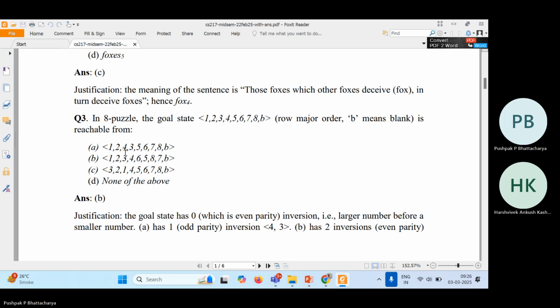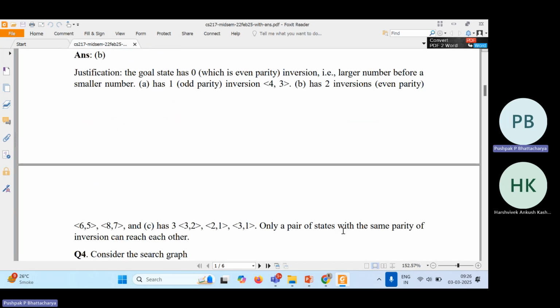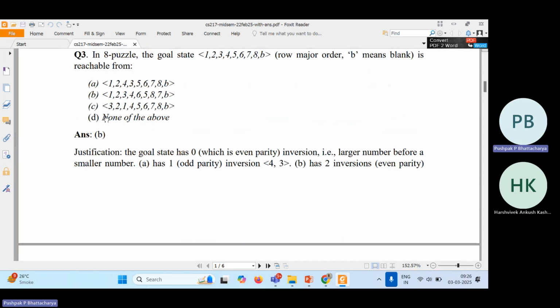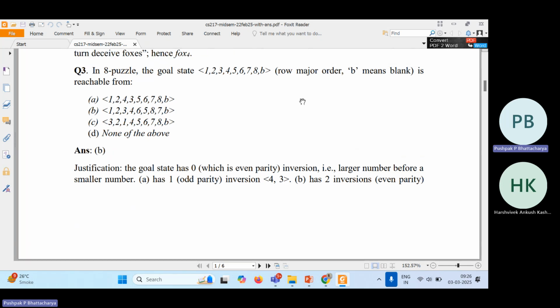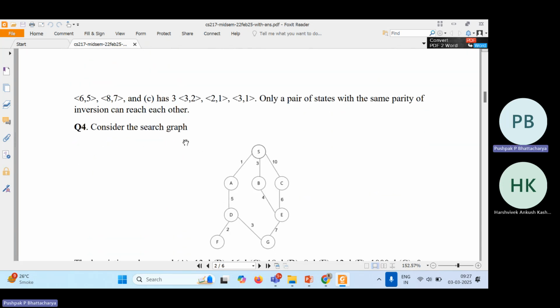In the first option, there are how many inversions? Larger number has 1 inversion, and B has 2 inversions, even parity, and 3 has 3 inversions. Okay, in 3 you can see it is 3, 2, 2, 1, and 3, 1. There are 3 inversions. So only B is the answer. The goal state is reachable only from B. This has even number of inversions. Okay, so that was for this.